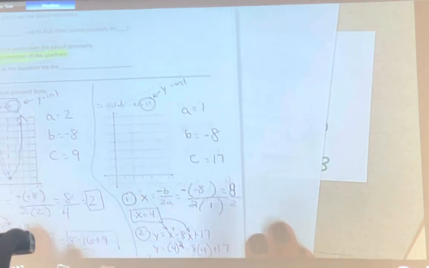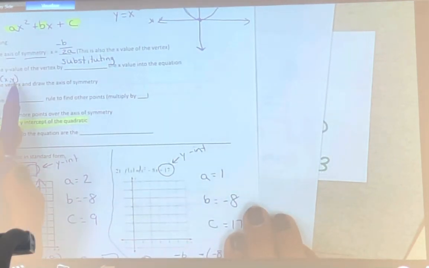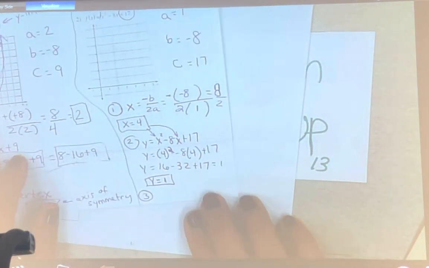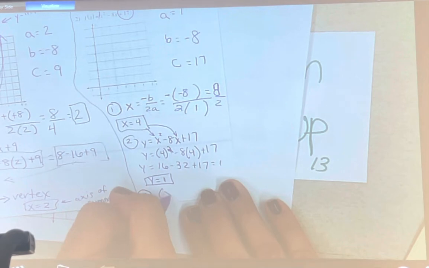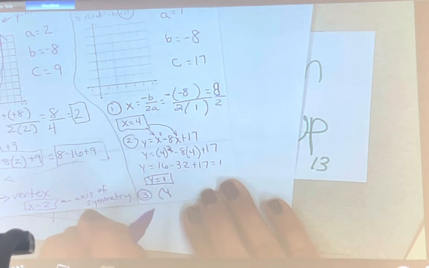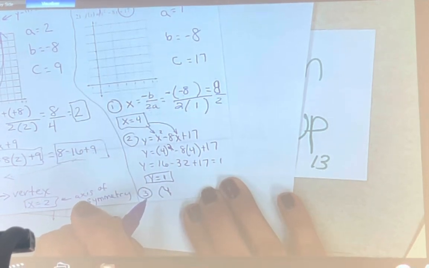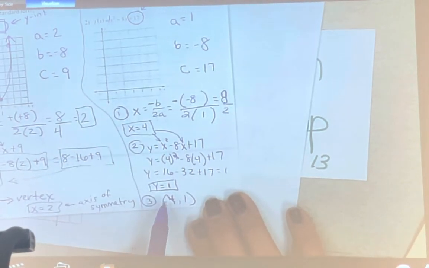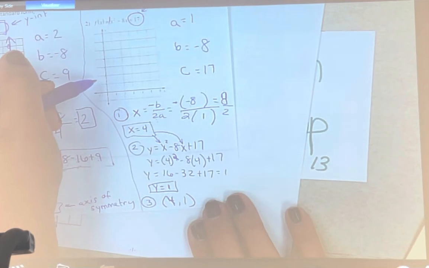All right, now, what was step 3? You plot the vertex, and the vertex is x and y, and draw the axis of symmetry. So our vertex is 4, comma 1. That's our vertex, so we're going to plot that.